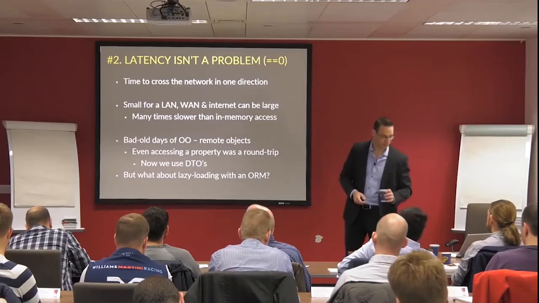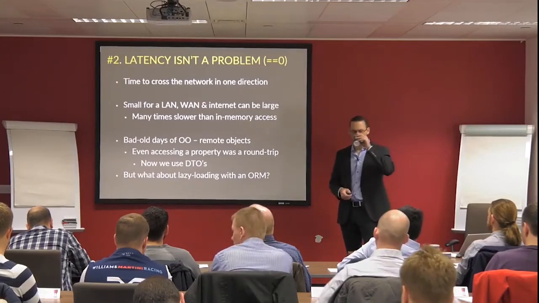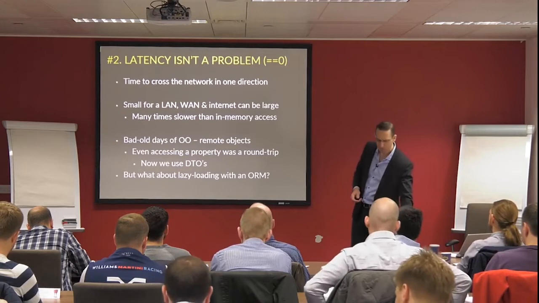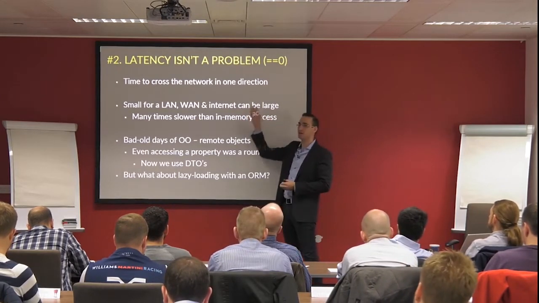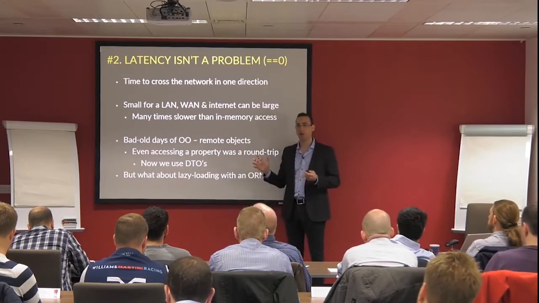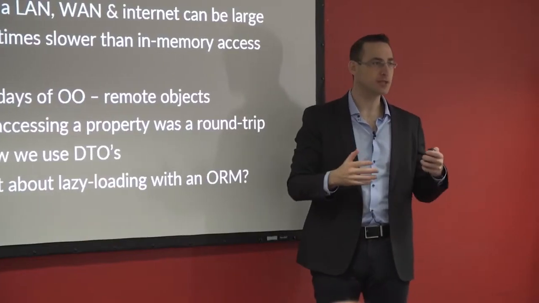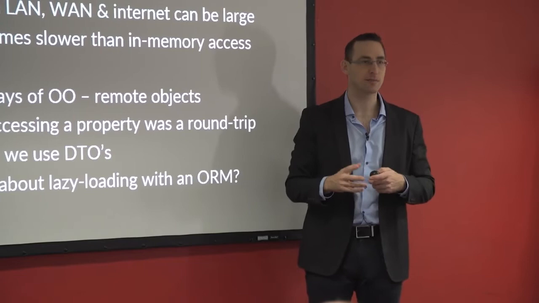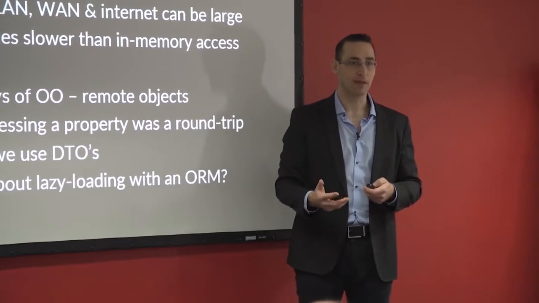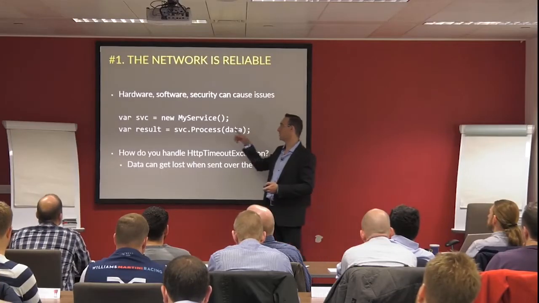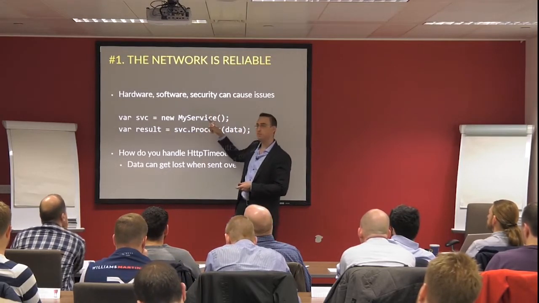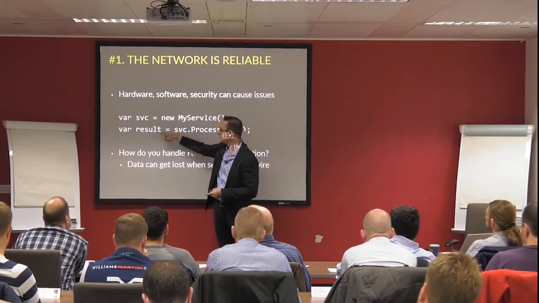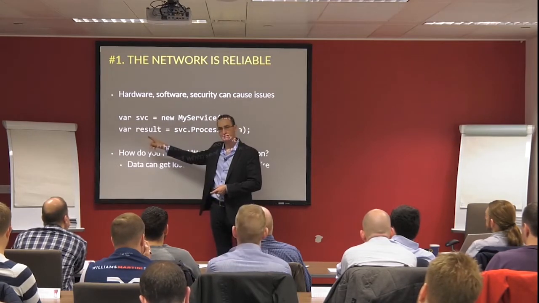So fallacy number 2, latency isn't a problem. Now, when talking about network latency, it's the time to cross the network in one direction. When talking about latency, most developers are familiar with a concept called round-trip time. Round-trip time is, for example, when looking at a client talking to a server, that we'd measure the time that it takes from the invocation until we get a response.